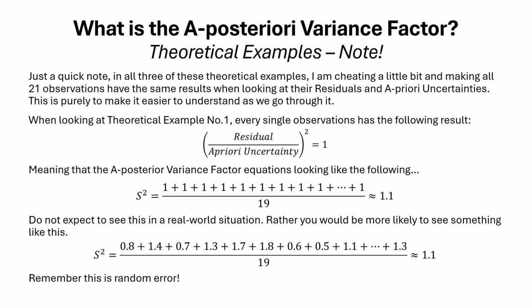Okay, so just a quick note, in all 3 of these theoretical examples, I'm cheating a little bit and just making all 21 observations have the same results when you look at their residuals and a priori uncertainties. This is purely to make it easy to understand as we go through it. When looking at theoretical example number 1, every single observation has the following result. They all equal 1, meaning the a posteriori variance factor equation looks like the following, which is just all 1s at the top. Do not expect to see this in a real life situation. Rather, you would be much more likely to see something like this, where the numbers are jumping around and there's a lot of random error, but in the end, it equals 1.1.